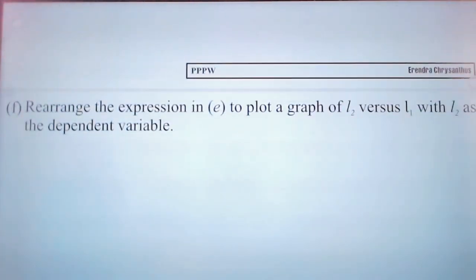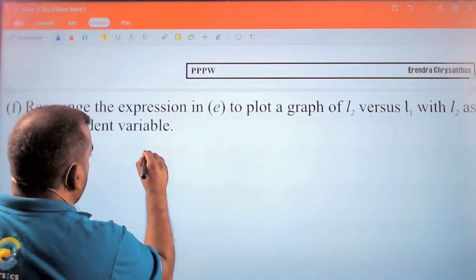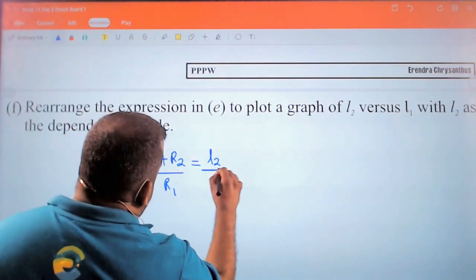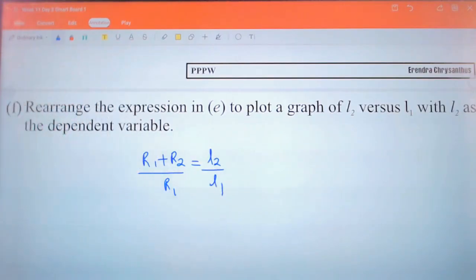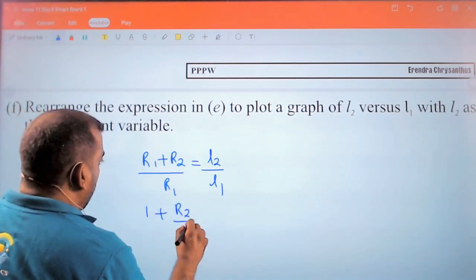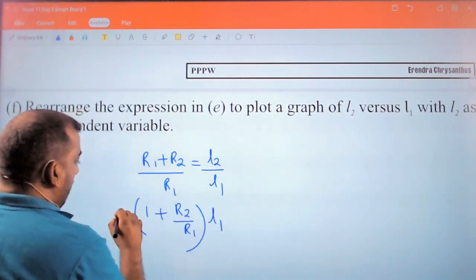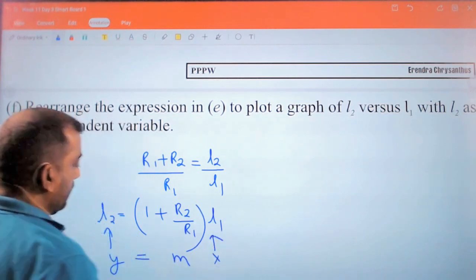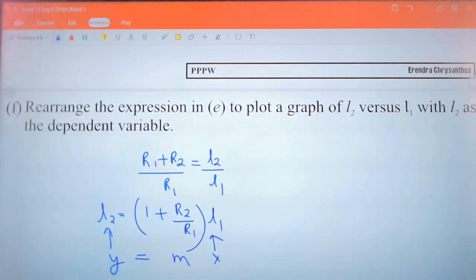Rearrange the expression to plot a graph of L2 versus L1. L2 versus L1. Look at the board. R1 plus R2 divided by R1 is L2 divided by L1. So L2 on the y-axis, L1 on the x-axis, and the gradient is 1 plus R2 over R1. The graph is of the form y equals mx.